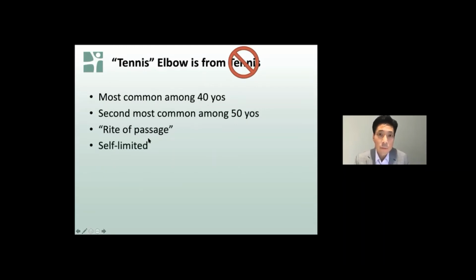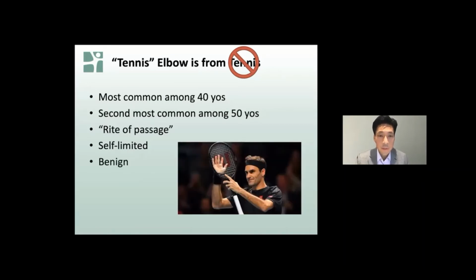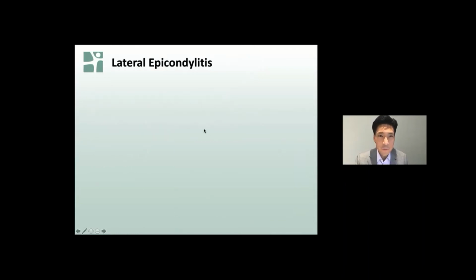It's self-limited, meaning that if we were to do nothing, 99% of the time, it's going to go away. And I know many patients don't feel like this because it can be so painful and can last for quite a while. But from all the studies and all the things that we know about this problem, we know that for most patients, it's just a self-limited course. So usually it goes away on its own. It's benign, it's not a malignant issue, it's a tendon problem. And I'll show you a few slides further on about this. And this is Roger Federer here, but it's not necessarily from tennis. So that's myth number one.